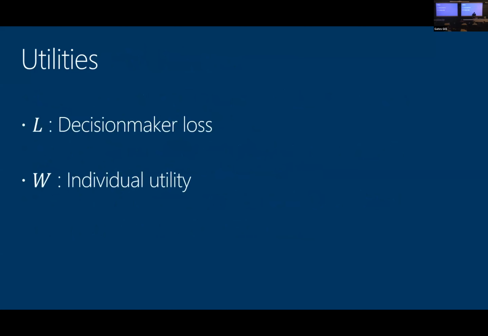And in some sense, we already had one utility function floating around from the very beginning, which is that the decision maker had some loss function that captured how they felt about different sorts of errors in their classification problem. So to capture this, we just need to add one more utility, which is the utility of the individual that the decision is being made on. So W for that. I'll use L for the decision maker loss, keeping with a loss rather than the utility, because that's the more common phrasing from a machine learning perspective.